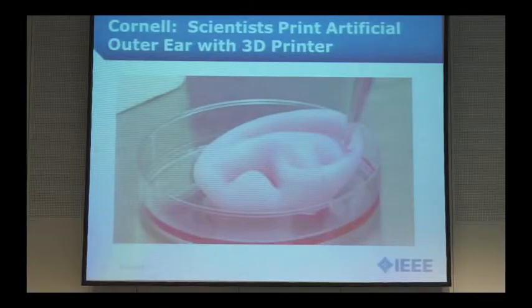This is another interesting thing. This is from Cornell. The scientists have printed an outer ear using a 3D printer. So that doesn't quite look like an ear to me, but I assume it's in progress, so at some point it will look like an ear. So they're actually able to use these printers to do things like this, to create body parts. And I think this is something that's just being developed. You'll see a lot more in the coming days.